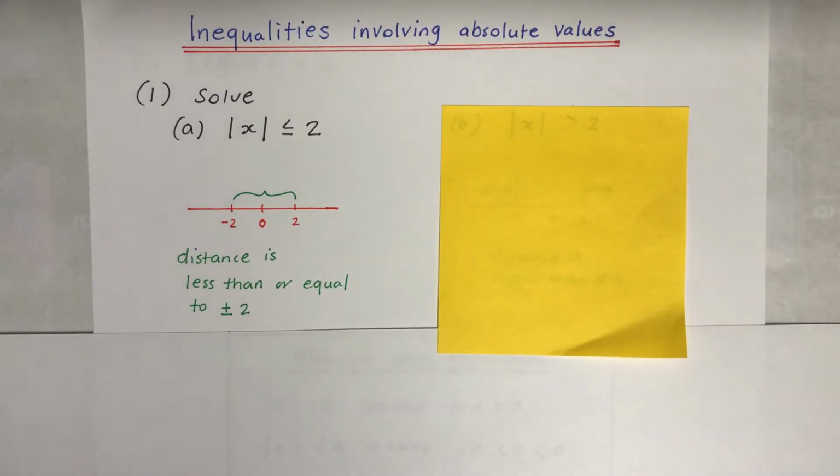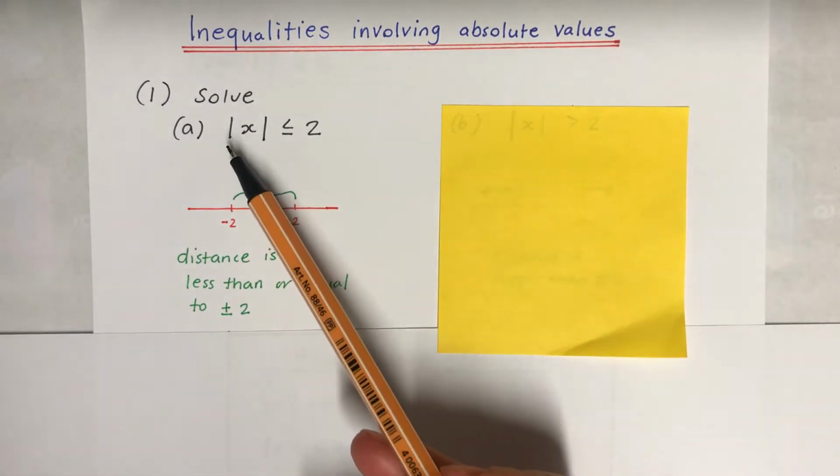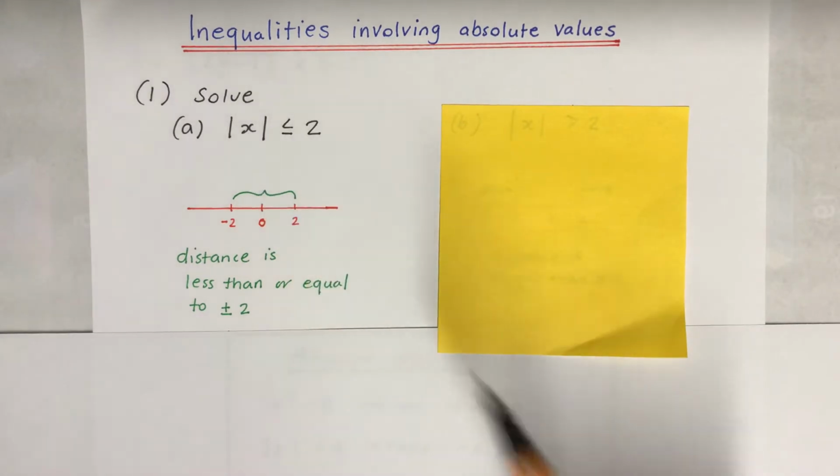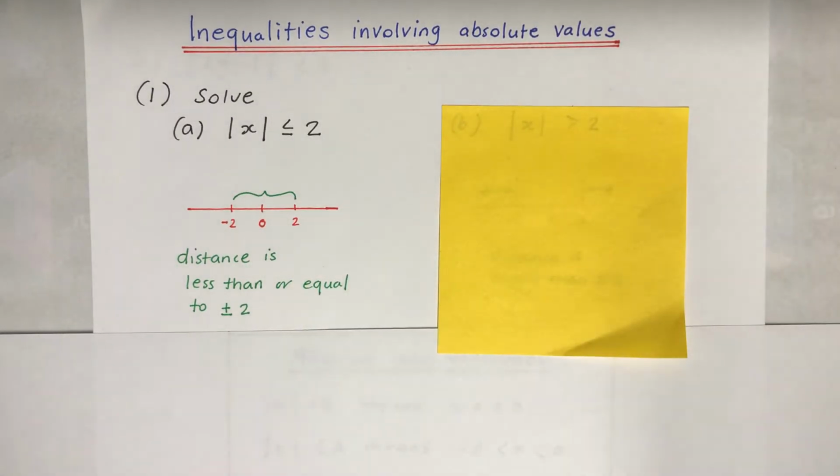Okay, inequalities involving absolute values. Now, absolute value is sort of like distance, so we can't have negative distance, so it's always going to be positive. The actual symbol is two little bars protecting x. So x can be positive or negative, but when it comes out of the absolute value, it's always going to be positive because it's like a distance.